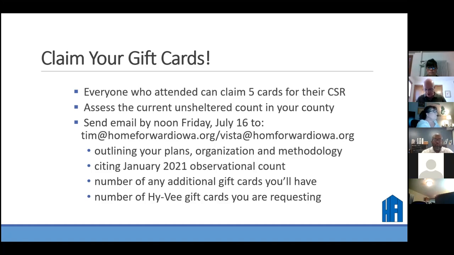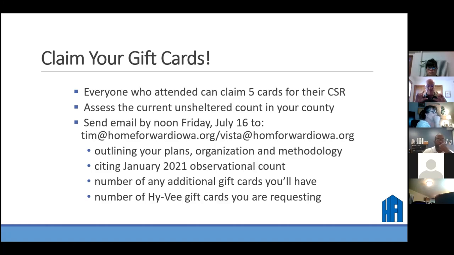For everybody else, I want you to take what we've talked about here and assess how many people you think you're going to find on that night based on what you can do. And by next Friday, turn that in, send an email to myself and Isabel with just an outline of what your plan is, your organization, like how many volunteers you have, what you're doing. Cite your January 2021 observational count, and that's available on the ICA website.